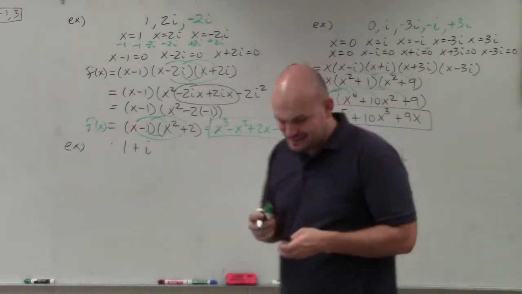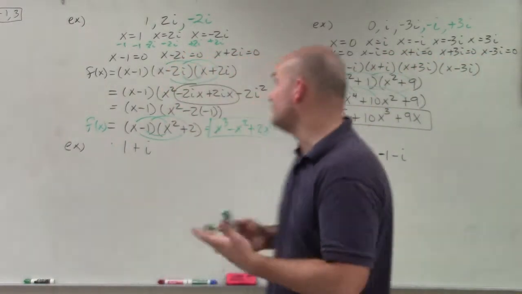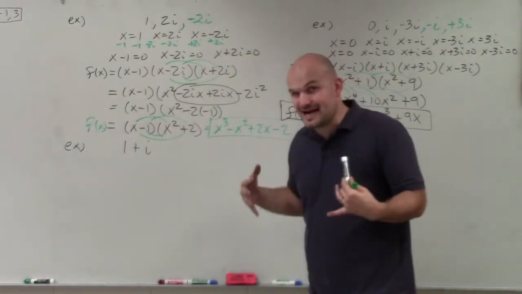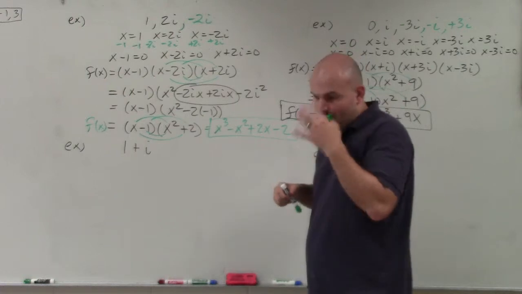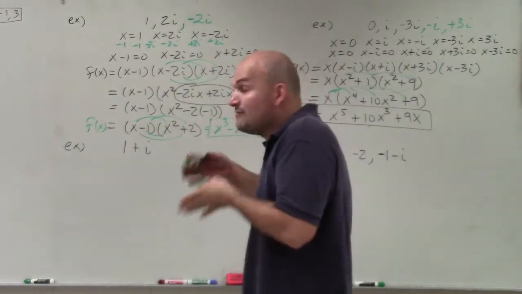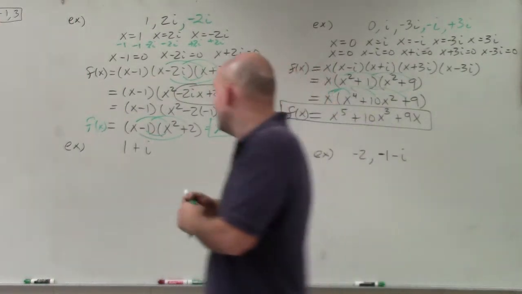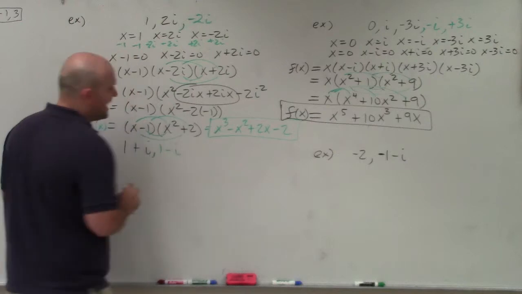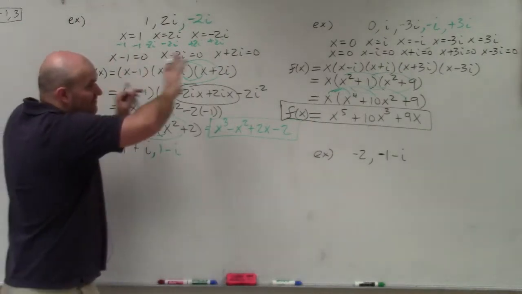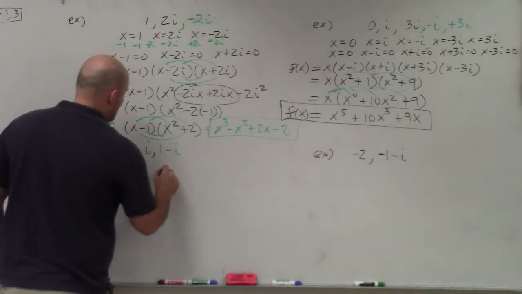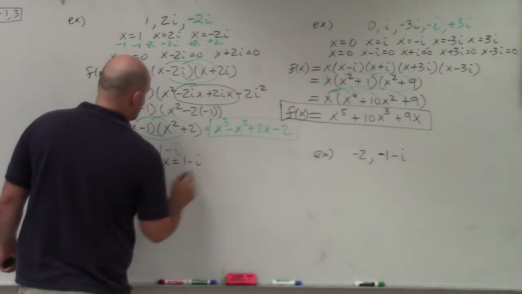Now, these two last examples are going to get some students, and they definitely do. So again, if you use the same thinking here, I have 1 plus i. Right? Now remember, when we were talking about our conjugates, if I have 2i, then negative 2i is my conjugate. So if I have 1 plus i, the conjugate is going to be 1 minus i. So again, follow the same steps. x equals 1 plus i, and x equals 1 minus i.